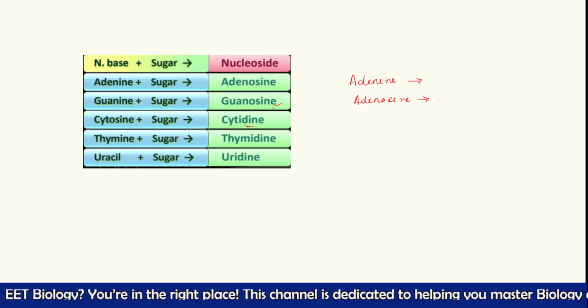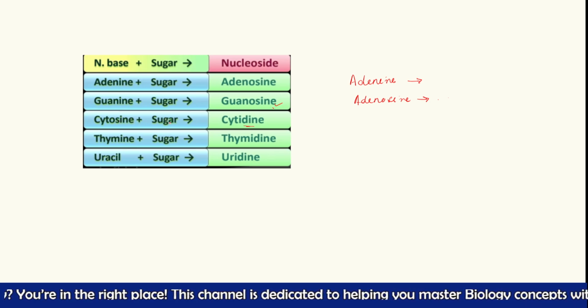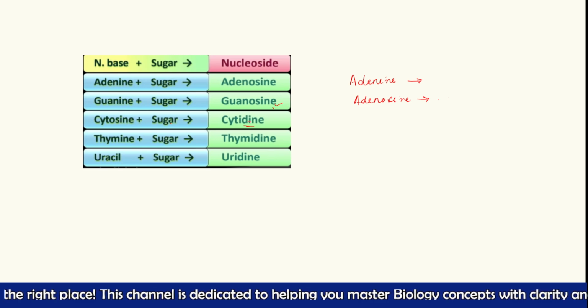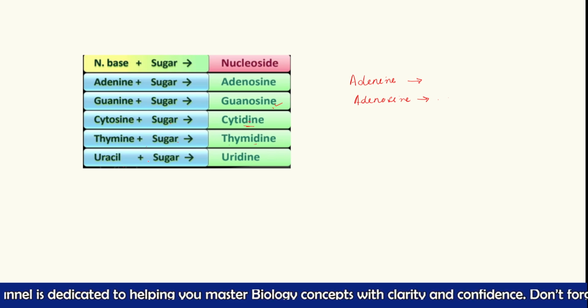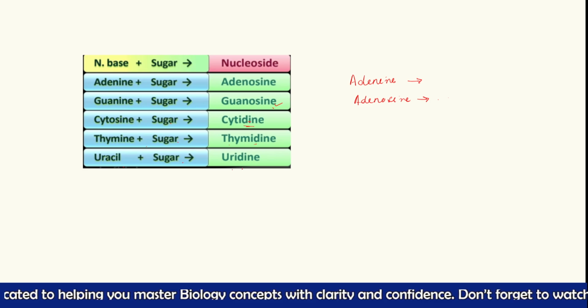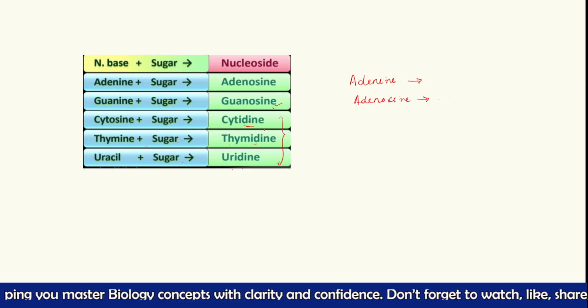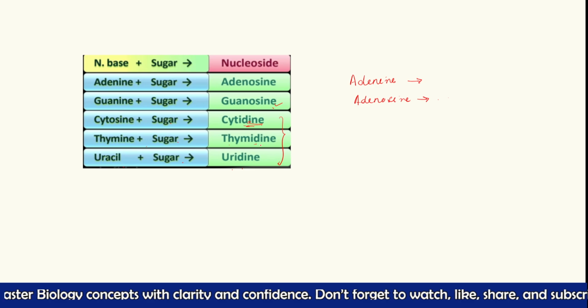Cytidine is what? The cytosine when it binds with the sugar, it is cytidine. Thymine plus sugar gives thymidine. Uracil plus sugar gives uridine. So the last four letters D-I-N-E, dine.